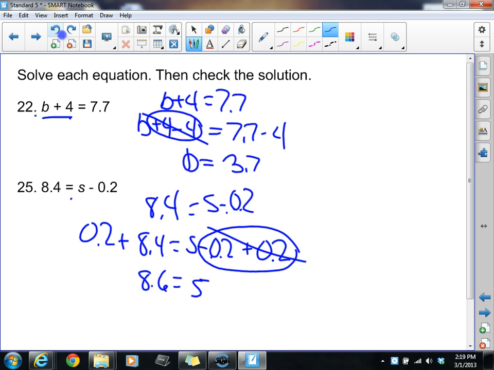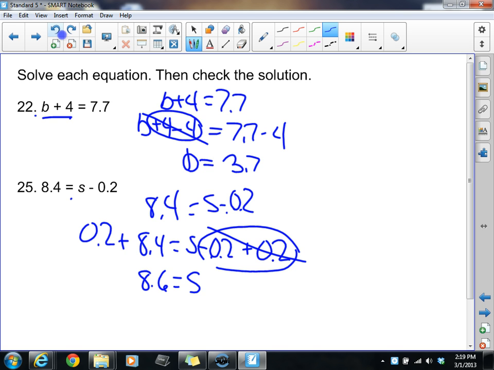Poor s right there. Let me fix that. There we go. So 8 and 6 tenths equals s. That very simply is equations with addition or subtraction in. The key is get the variable by itself, and then do the opposite.